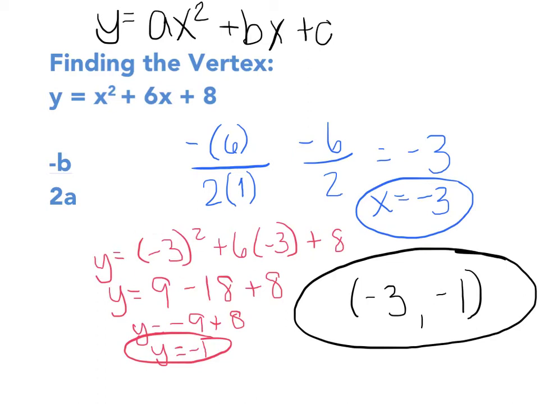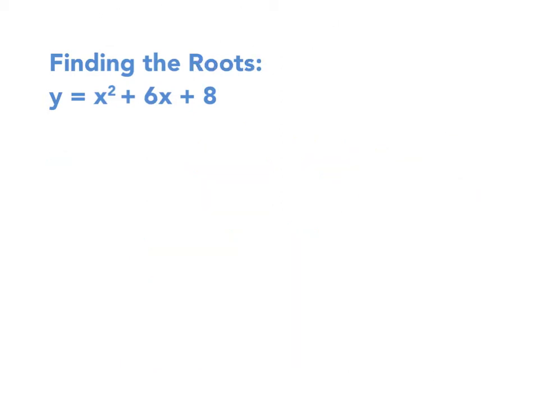So the vertex is at the point (-3, -1). Now we move on to finding the roots. And you know from today's lesson that all we have to do is set the expression equal to 0 to find the roots. So we have x squared plus 6x plus 8 equals 0.